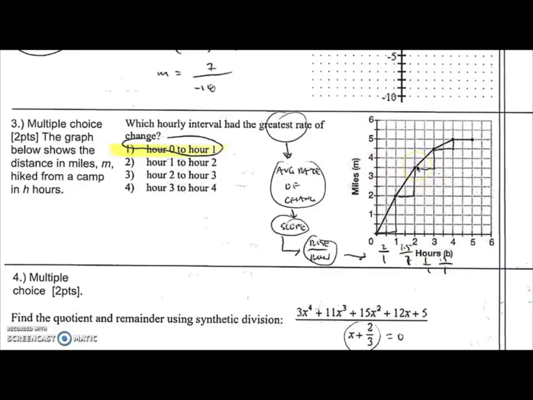So basically I'm just calculating the slope, or the average rate of change. Here I have a rise of 0.5 and a run of 0.5, so that's 1 mile in 1 hour. Each of these boxes is a half hour, so I want to go 2. Here I only go 0.5 over 1 hour, so 0.5 over 1. Of these, which is the greatest? That would be this one right here in this interval, 0 to 1.